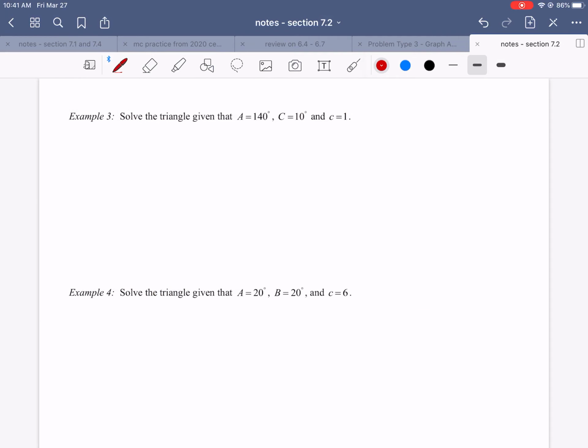Okay, example 3 and example 4 are exactly the same as example 1 and example 2, so I want to give you a chance to try these examples on your own, and I'm going to write up the answers here, and then you can check your answers with that. If you have any questions on example 3 or example 4, then please feel free to let me know, but go ahead and pause the video here for just a second and try those two examples, and then when you unpause, you will see me writing the answers on the screen.